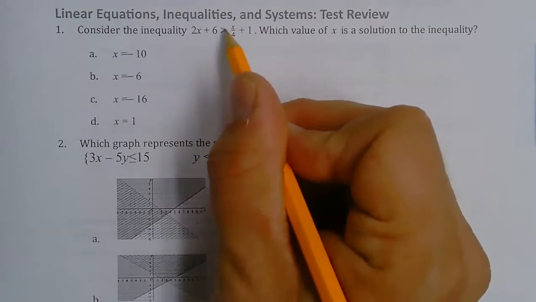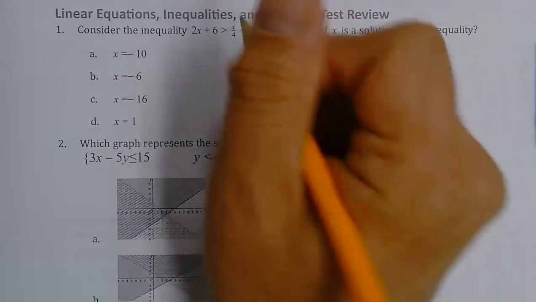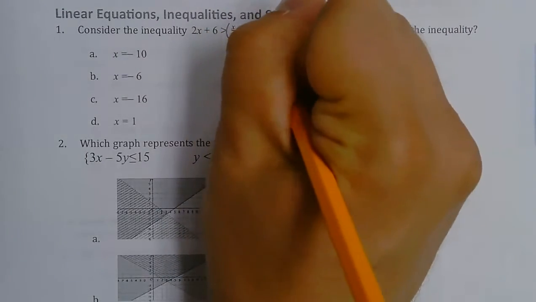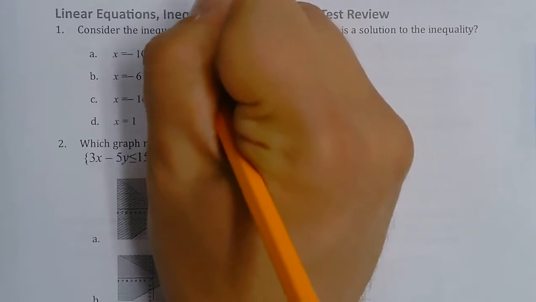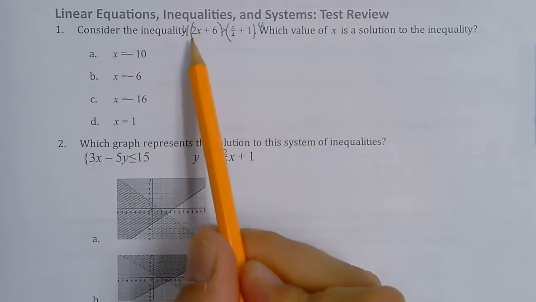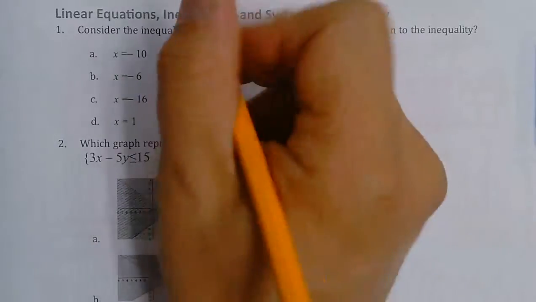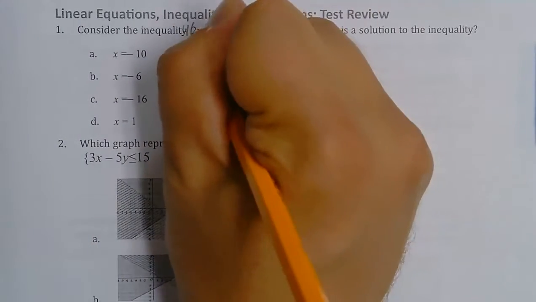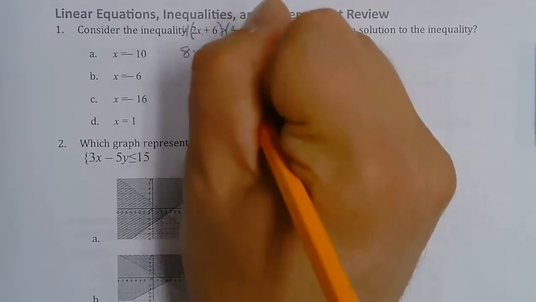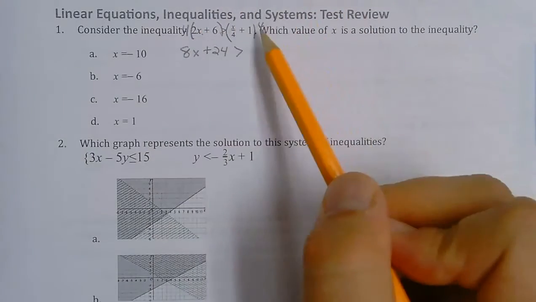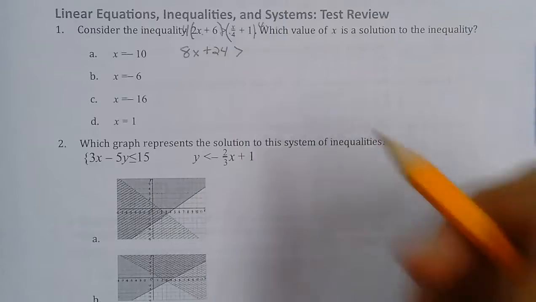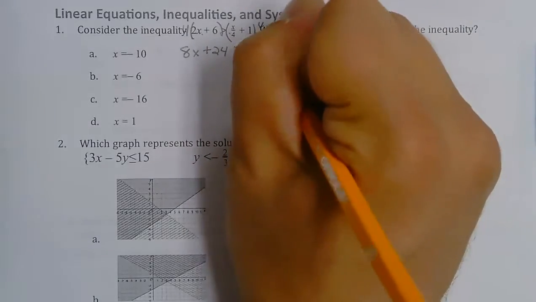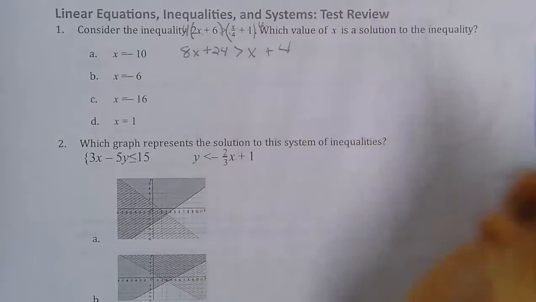So I notice here that x is being divided by 4, so I'm going to get rid of that fraction by multiplying both sides by 4. So here that would be 4 times 2x, which is 8x, and then 4 times 6, I would add 24, and then that's greater than 4 times x divided by 4 makes x, plus 4 times 1 is 4.